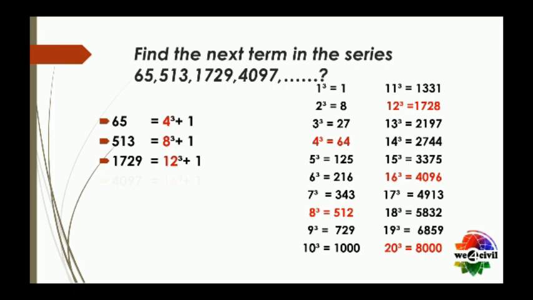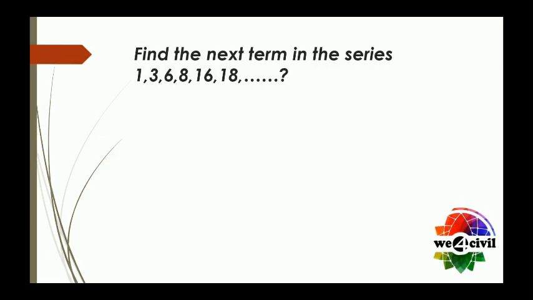So if you see the steps, it's clear on the screen. 4097 is obtained by adding 16 cube plus 1. So finally, to get the answer, we need to add 1 to the cube of 20. That will give the answer as 8001. And as I've said, this question becomes so simple if you know the cubes properly. So better have an idea about this. So let's check the next question.